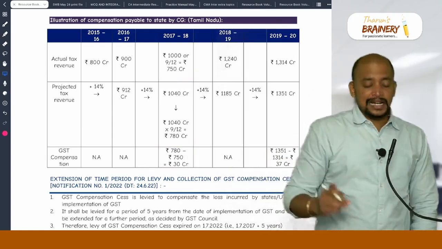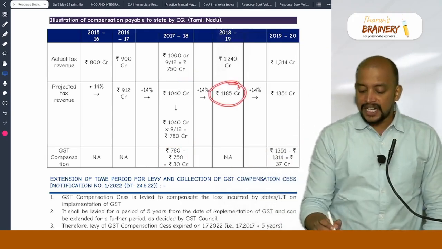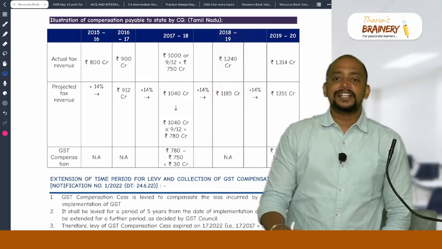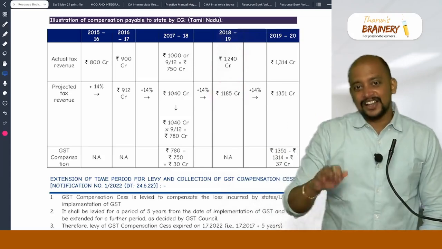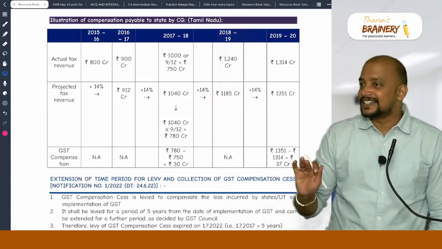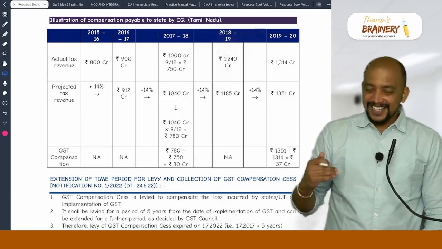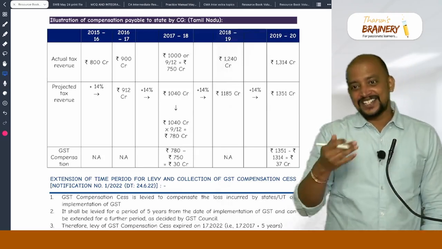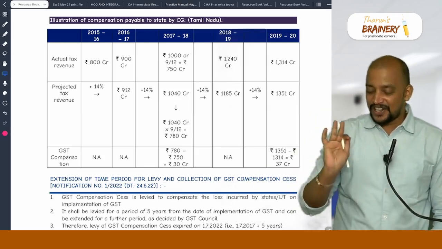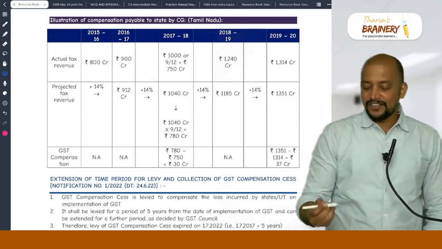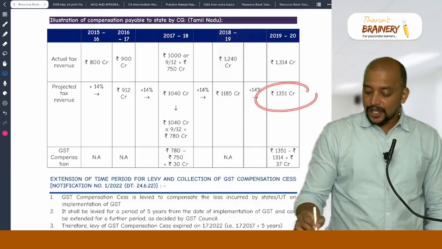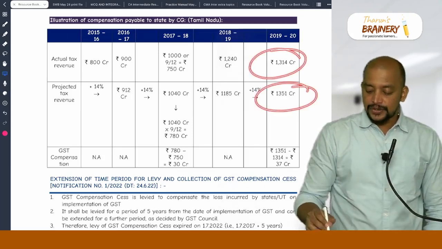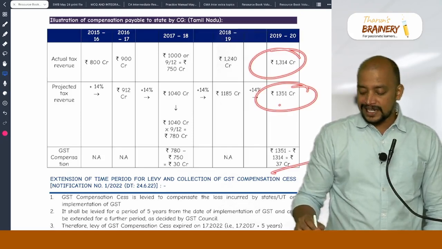Next year 18-19, projected is 1185 but actual is 1240. Will there be any compensation given? No. Will they take anything back? No. It is not MAT credit. It is not like we gave last year, so this year we will take. No, states will not agree for that. So they will not give. Again in 19-20, projected is 1351 and actual is 1314. So yes, compensation will be given.